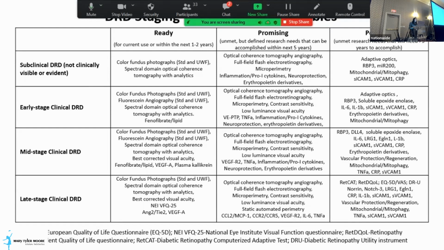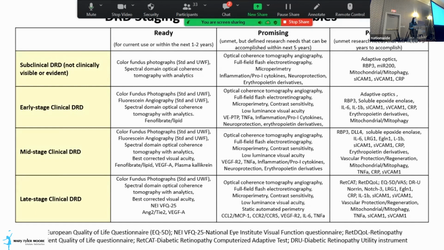And what we asked groups to do was to identify variables that were relevant to specific types of diabetic retinal disease along the severity spectrum. Subclinical DRD, disease that we said was not clinically visible or evident, and then early stage, mid stage, and late stage clinical diabetic retinal disease.